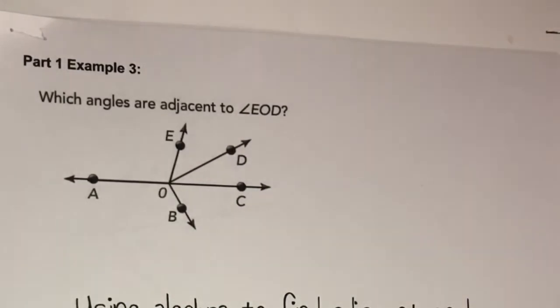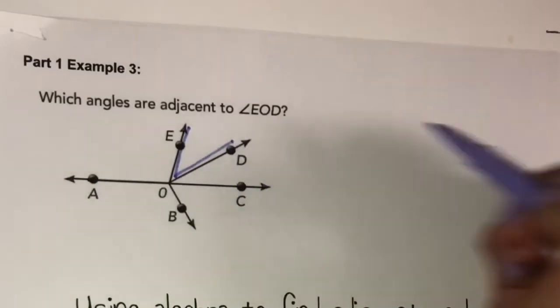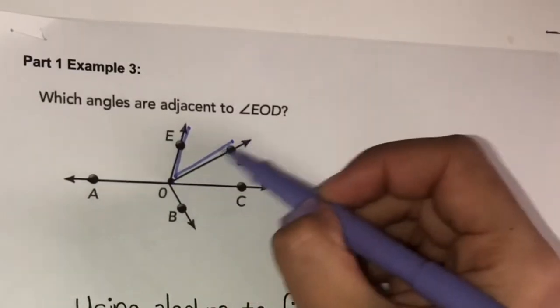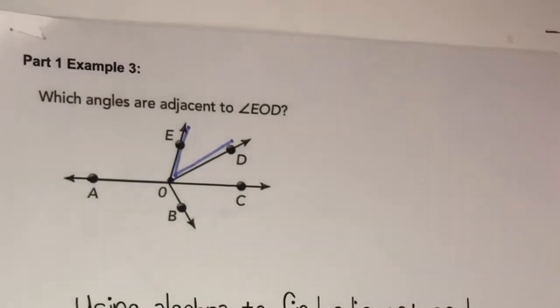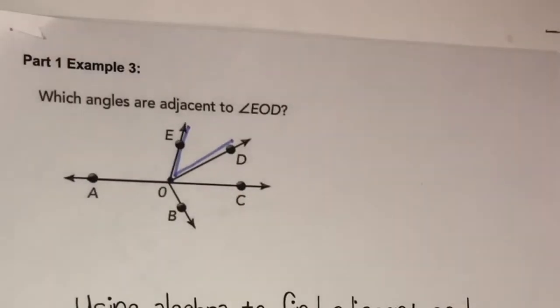So, first thing we're going to do, we're going to find angle EOD. So if I look, angle EOD. Here's the vertex. Here's my angles. So, now we got to find which angles are adjacent to it. So, you need to find angles that have the same vertex and share a side with this angle. Go ahead and do that.